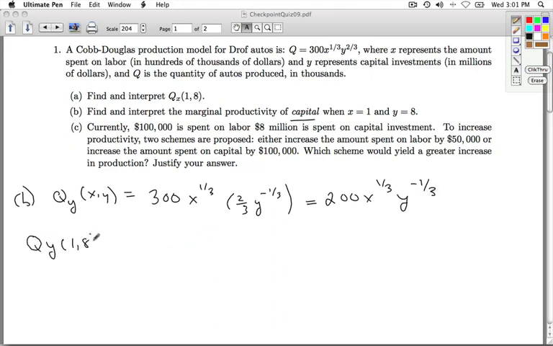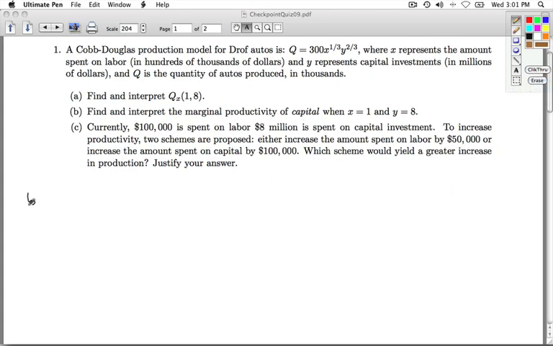So q_y at (1, 8). I substitute x equals 1, y equals 8. 1 to any power is 1. 8 to the negative 1/3 is 1 over 8 to the 1/3. The 1/3 power on 8 is the cube root of 8, so I get 200 over 2, which is 100. So the marginal productivity of capital is q_y at (1, 8), and that's 100.